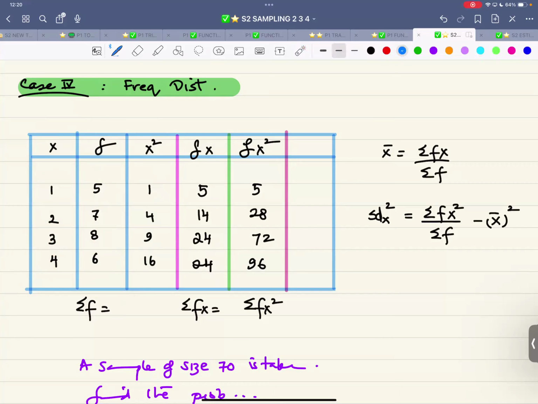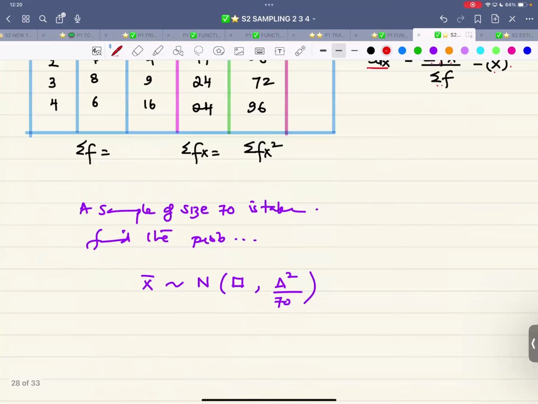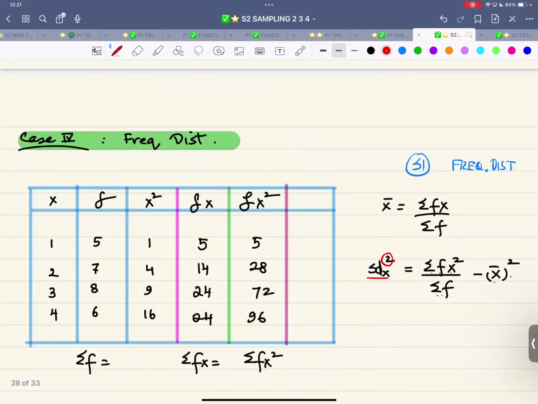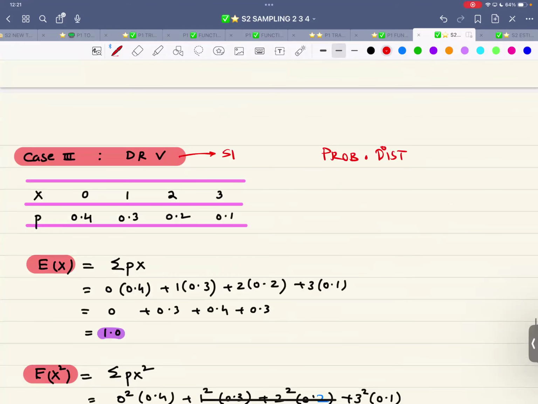We have these formulas from S1 for frequency distribution. That is X bar is sigma Fx over sigma F, and variance, that is SDX square, is sigma Fx square over sigma F minus X bar square. Now in this question, if it says a sample of size 70 is taken, we have the mean, we have the variance, we divide by 70, and then it's the same working as before. So nothing special. Frequency distribution or probability distribution, it's the same scenario.